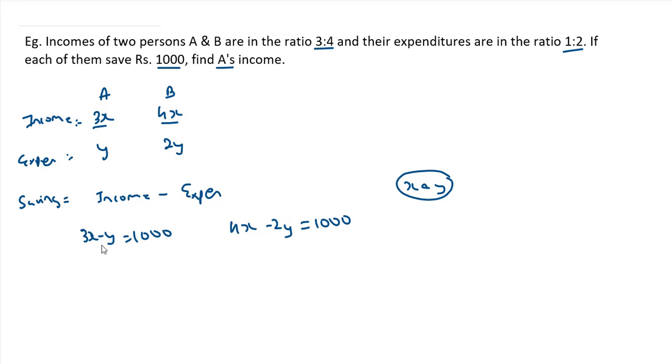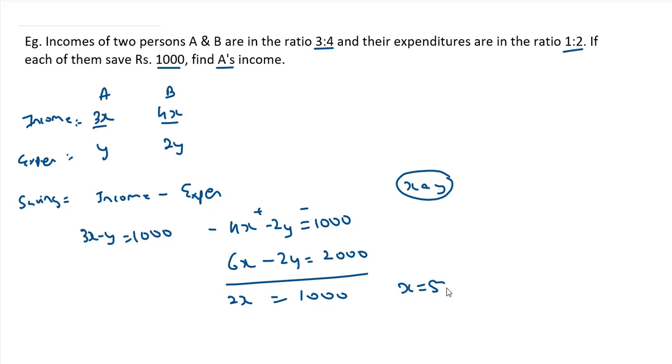So for solving this equation simultaneously, what we'll do is we'll multiply this equation by 2. We'll have 6x minus 2y will be equal to 2000. So now from this equation, we'll subtract this equation. So this will be minus plus minus. So we'll have 6x minus 4x will be 2x, minus 2y plus 2y will cancel out, will be 0. 2000 minus 1000 will be 1000. So we will get the value of x as 500.